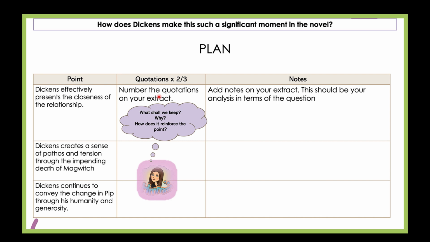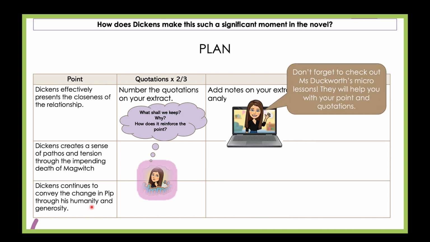So from everything that I've read and all the things I've already brainstormed, there are 3 main things that really stand out for me, and these will form the body of my essay. 1, Dickens effectively presents the closeness of the relationship. 2, Dickens creates a sense of pathos and tension through the impending death of Magwitch. And 3, Dickens continues to convey the change in Pip through his humanity and generosity.